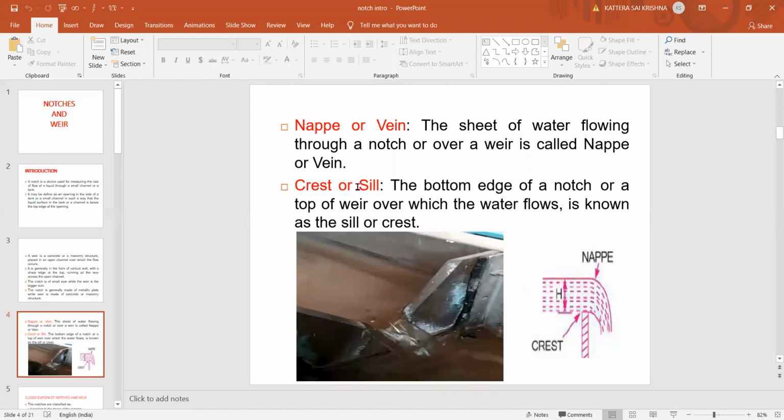In the experiment, we always use the word sill level. So what is sill level? We need to know first. The crest or sill is nothing but the bottom edge of the notch or the top of a weir over which the water flows. It is the point where the water starts flowing on the notch, that point is called your sill point or crest. This is very important. Remember, this point is called sill, S-I-L-L, or crest, C-R-E-S-T.